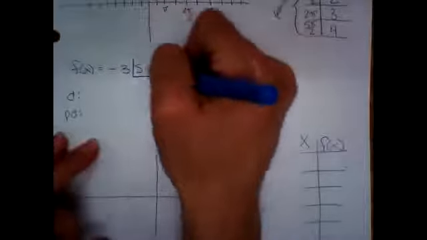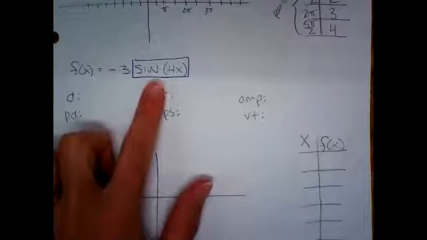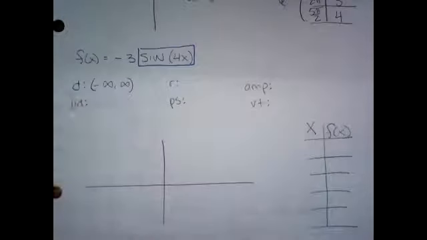So if you want to block off just the function, the sine of whatever, that's the part that's going to come from the unit circle, and then you're going to multiply it by a -3. So domain, everything will be all reals. It's a wave. It's going to go left and right forever. There you go. Sorry. You need the amplitude and vertical translation to get the range.